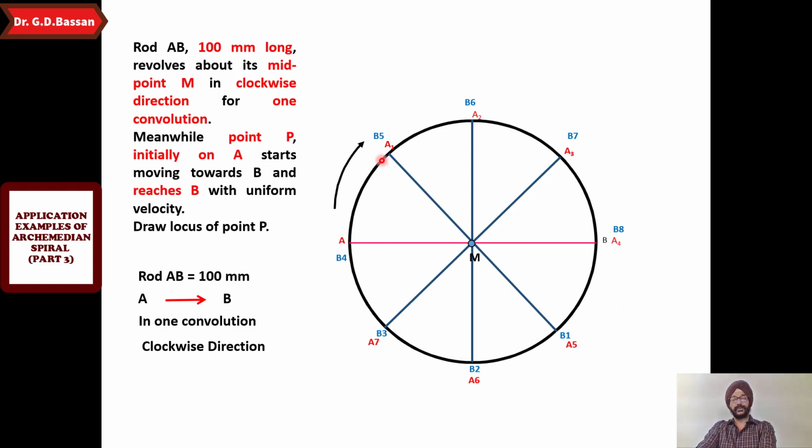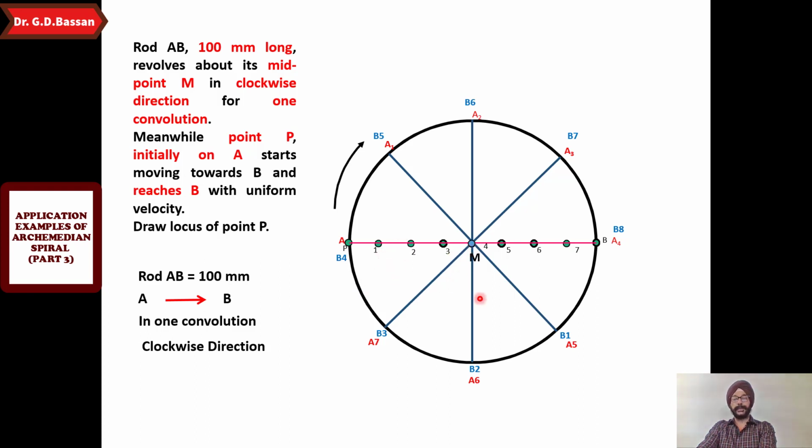Okay, so we divide the circle into 8 equal parts. Again we have to divide the linear motion of AB also into the same number of equal divisions. Here we divide this AB also into 8 equal divisions. Okay, now let us start drawing the Archimedes spiral by projecting the points.